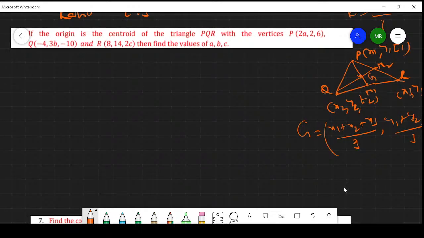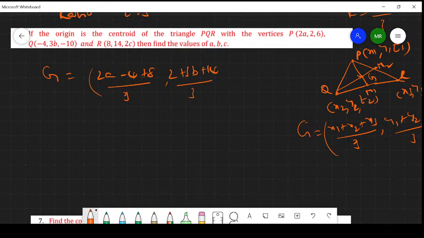Now you can see, using this, the origin is given as the centroid. Then find the values of a, b, c. The triangle PQR is given, so using this centroid G, first we will find it with the given points. I can write for the x coordinate 2a minus 4 plus 4 by 3, and for the second coordinate 2 plus 3b plus 14 by 3, and 6 minus 10 plus 2c by 3. But the centroid 0, 0 is given.